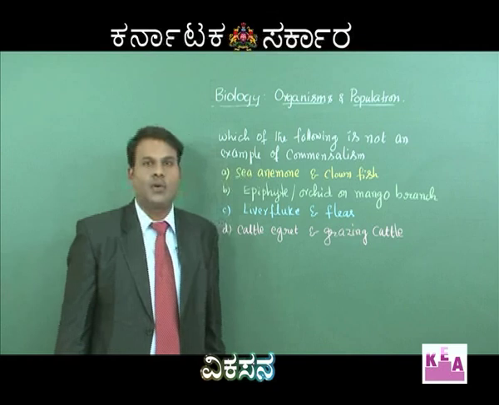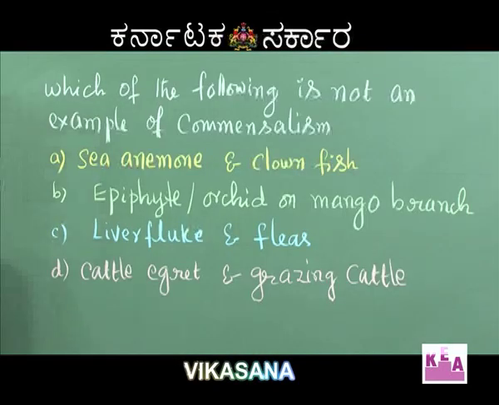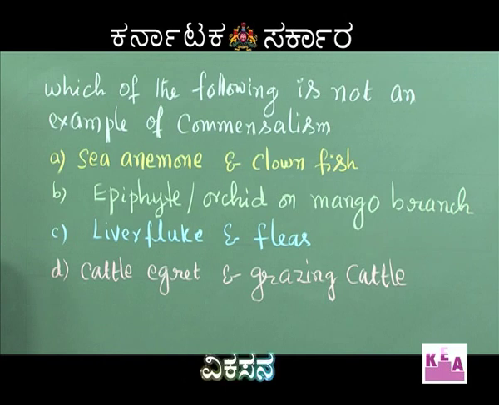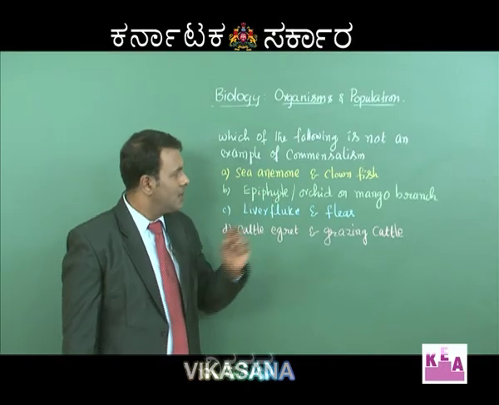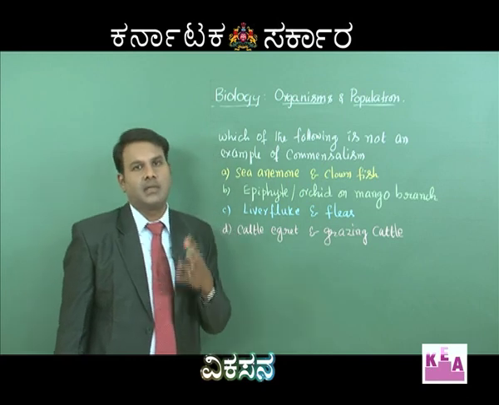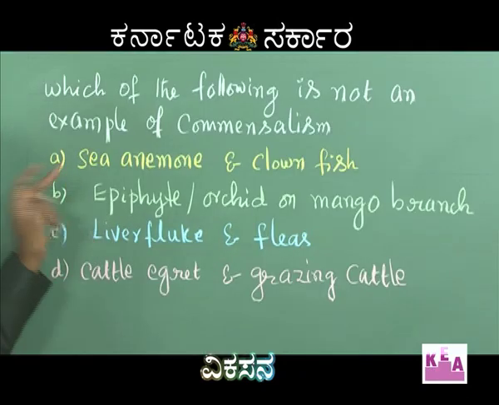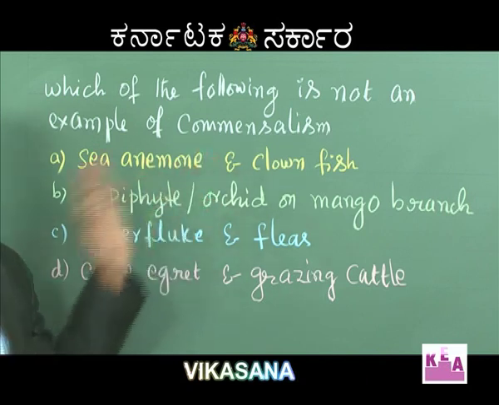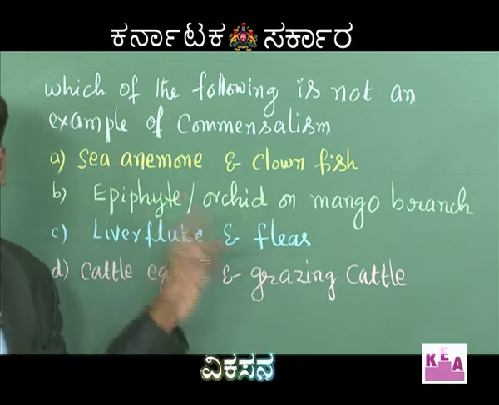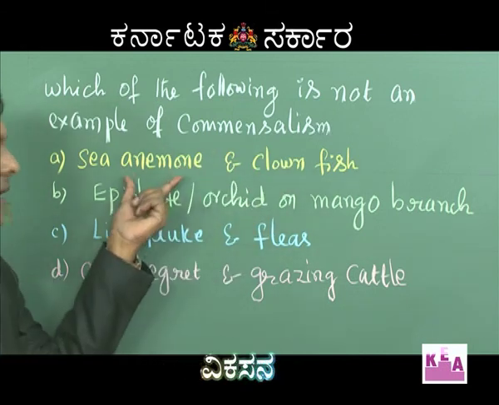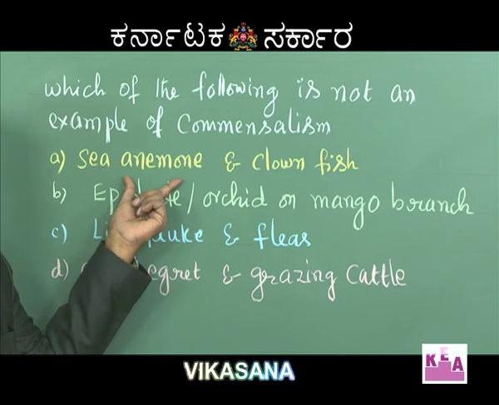Let us consider one more interesting question. Which of the following is not an example of commensalism? See, commensalism is an interaction between two species wherein one species gets the benefit, and the other species is neither benefited nor harmed; it is neutral. So, based on that, let us consider some examples. Option A, sea anemone and the clownfish. The clownfish is colorful, it has a lot of predators. It always inhabits wherever sea anemones are present.